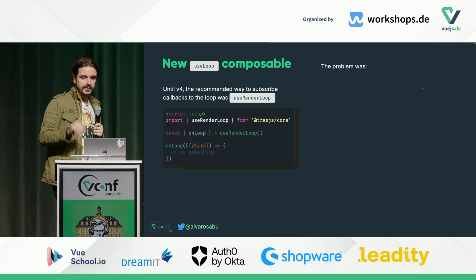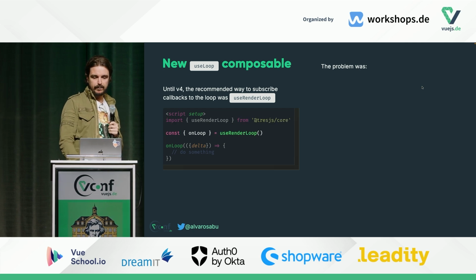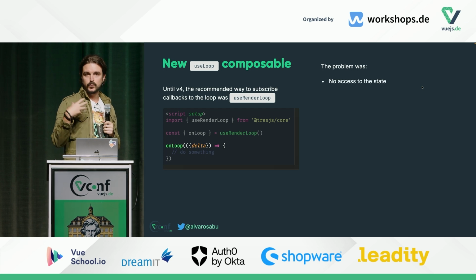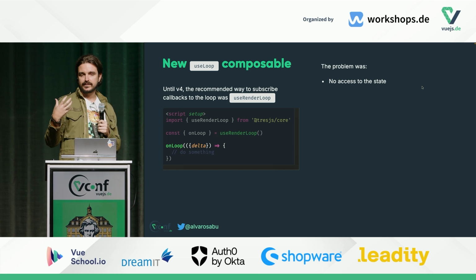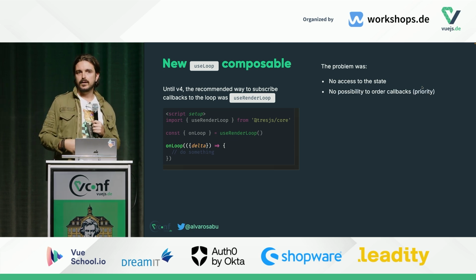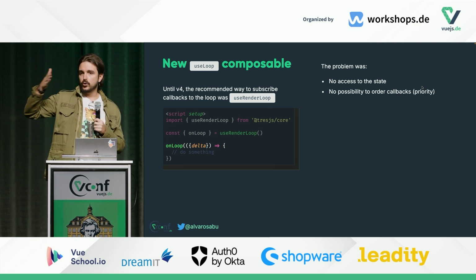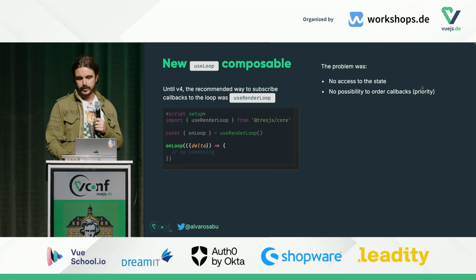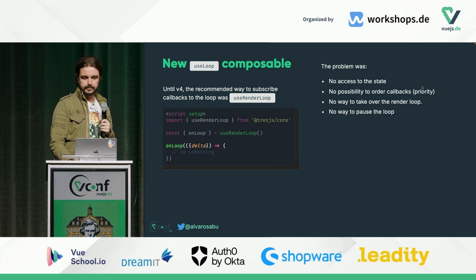But I'm going to take the last minute to talk about the useLoop composable. Before this, we had useRenderLoop, and whenever this render loop iterates, it triggers a new render. The problem was that as a user, you didn't have access to the state of Tres. You couldn't get the previous camera or what objects are inside. There was no possibility to add order, so if I wanted a callback to run before or after the render, it was impossible. And there was no way of taking over the render loop.